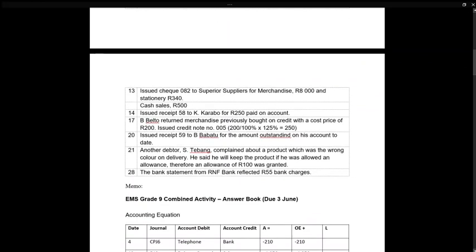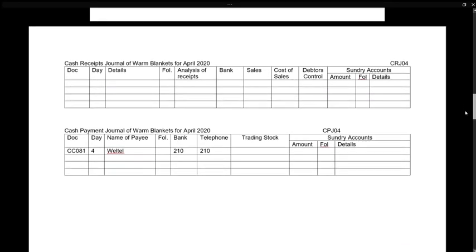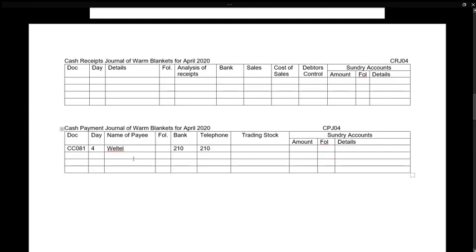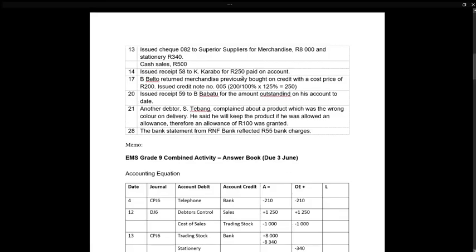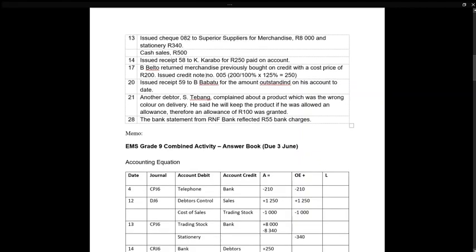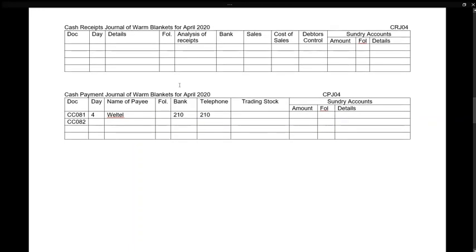Right, next transaction. On the 13th, issued check 082 to Superior Supplies for merchandise 8,000 Rand and stationery 340 Rand. Remember, we did this in the accounting equation. It's one payment, one check for two different products. One check to one supplier for two different items. Cash payment journal. Let's go and fill this one in.